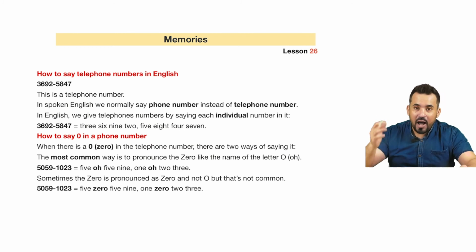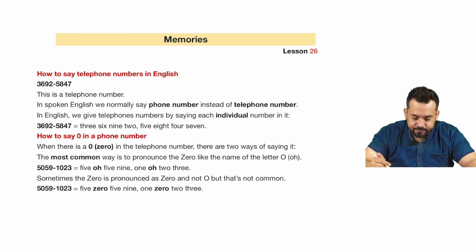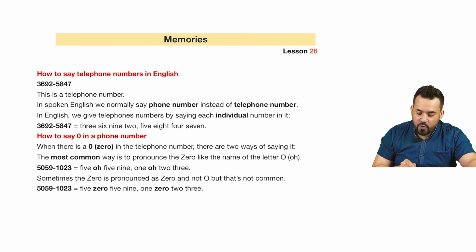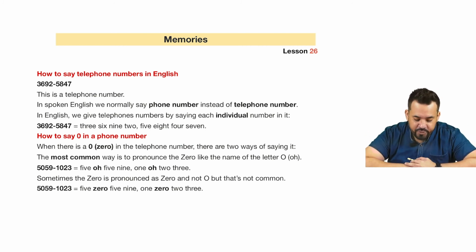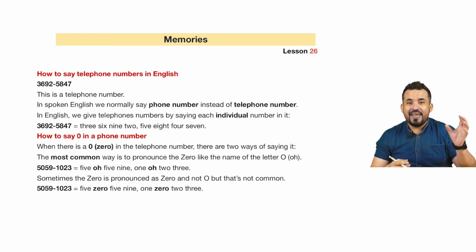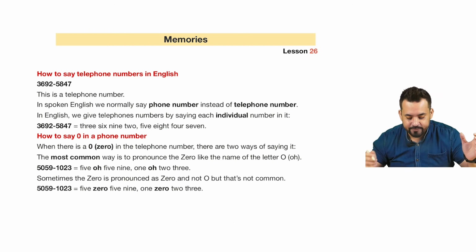All right, now how to say your phone number in English. Let's take a look at this number: 369258847. In spoken English, we have a few rules when we say a phone number. Rule number one is you say each number individually. You don't go like 3692 5847. Nobody says that. You don't say 369 258 and 47. No, you say each number individually.